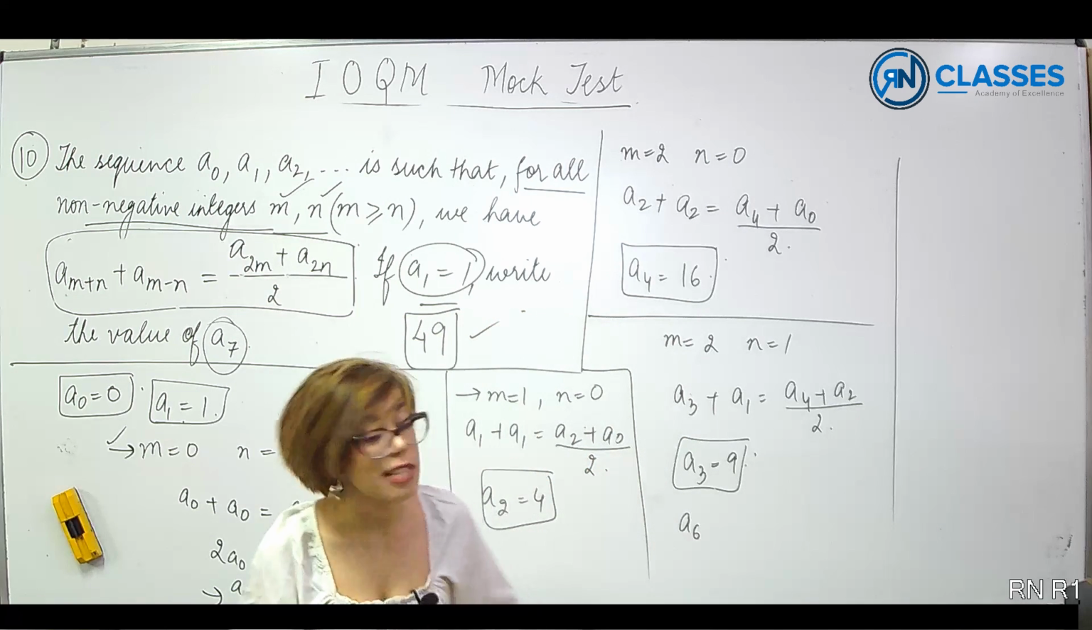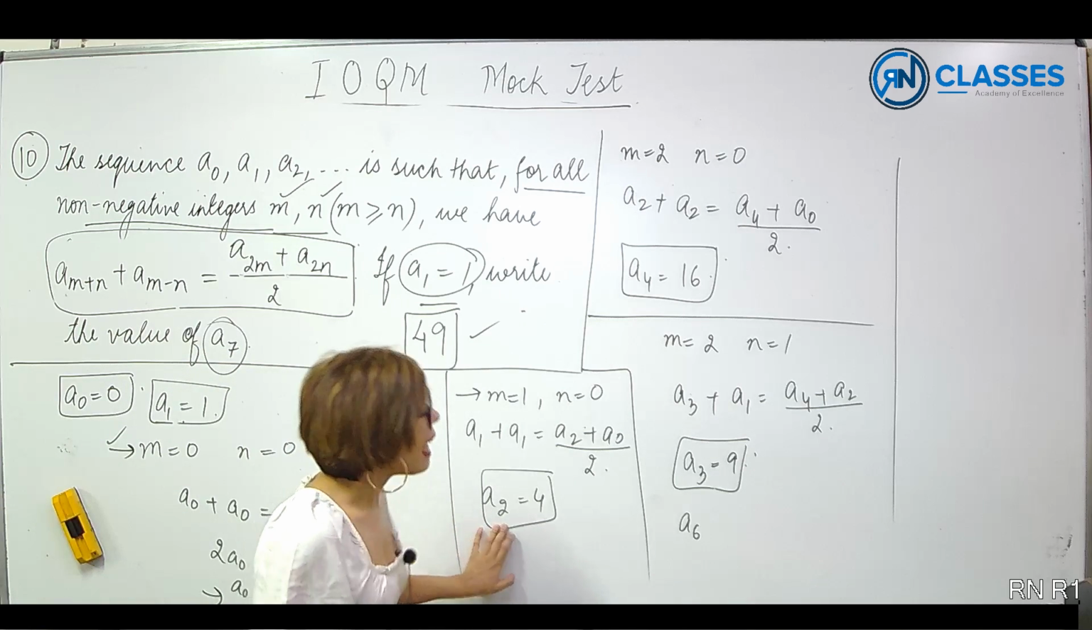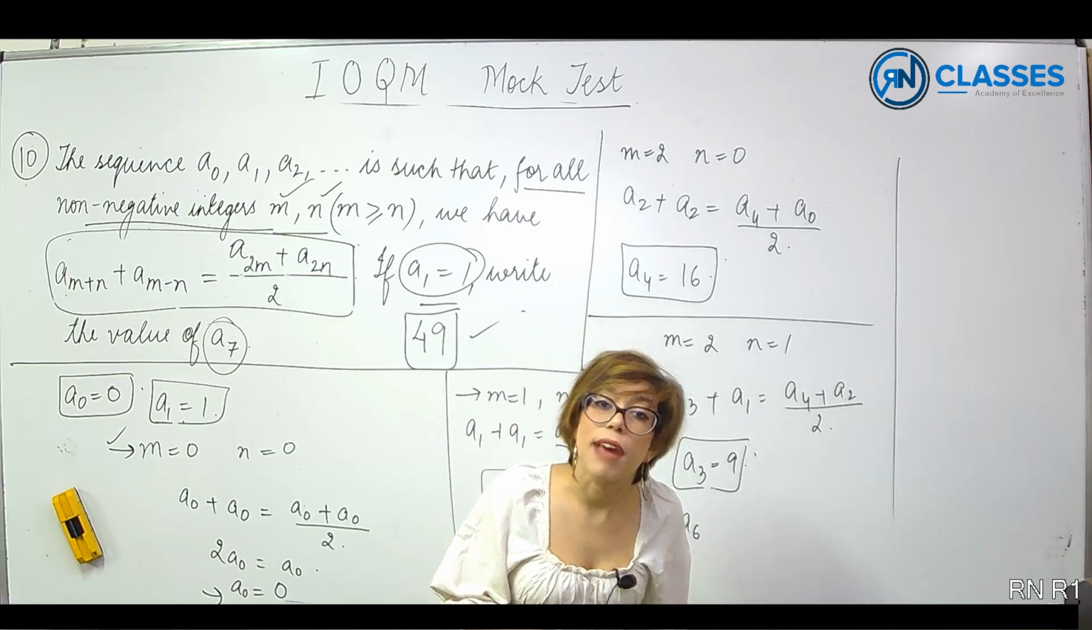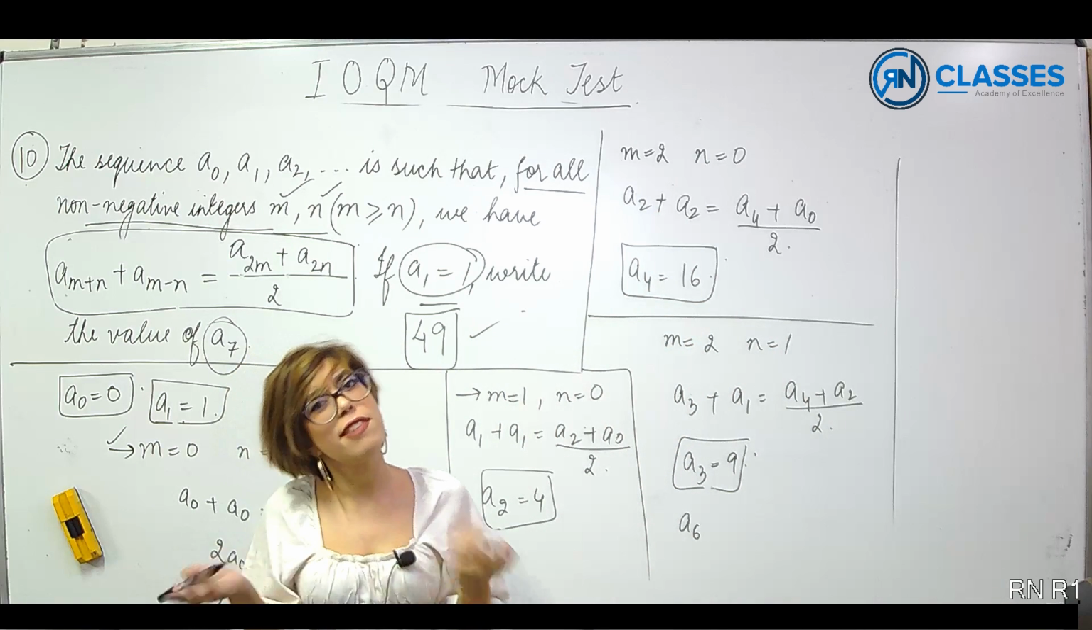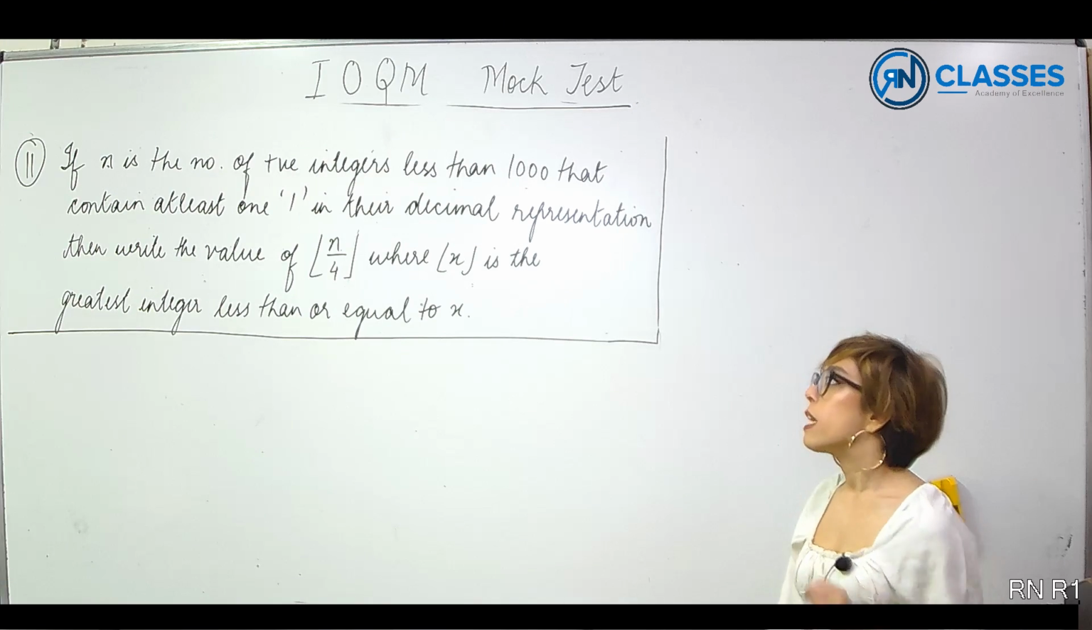This is a very nice number. Why? A0 is 0, A1 is 1, A2 is 4, A3 is 9, A4 is 16, A5 turns out to be 25, A6 is 36, and A7 is 49. Interesting. Alright, on to the next one.